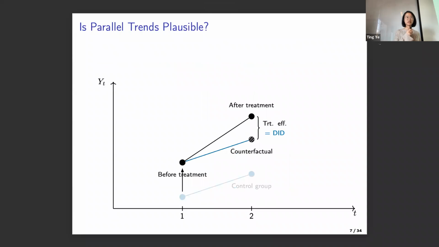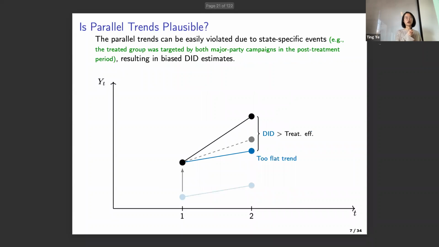But in many cases, the parallel trends assumption may not be plausible due to state-specific events. For example, in the voter ID case, if the treated group was targeted by both major party campaigns in the post-treatment period, then this treated group in the absence of the voter ID law will have higher turnout than this control group because of this campaign. Then this DID using this control group will overestimate the treatment effect because the control group has too flat a trend compared to the treated group in the absence of the treatment.